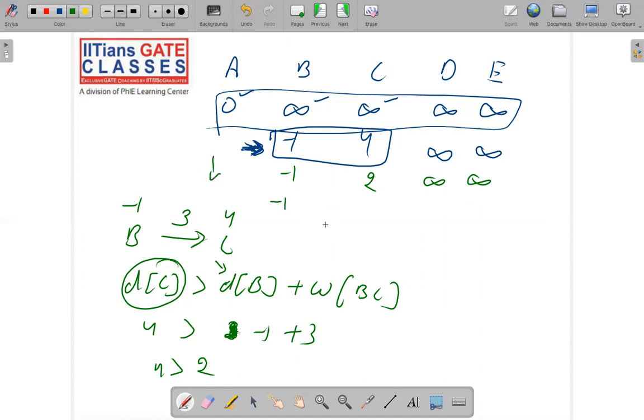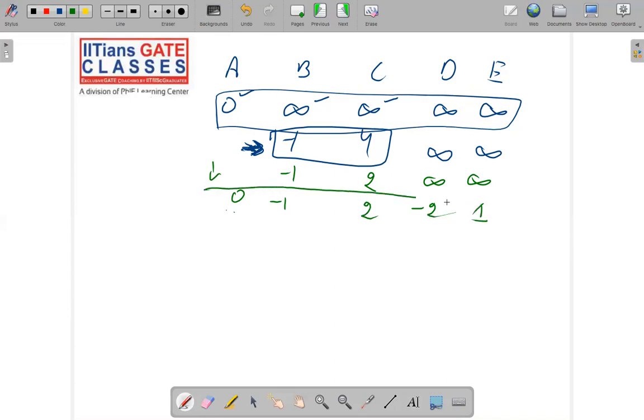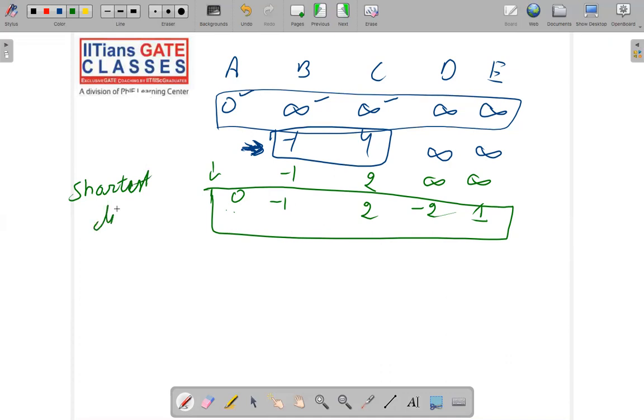After a few iterations, it will be 0, -1. I need to erase this. I'm writing down the final answer. Okay, 0, -1, 2, -2, and 1. This is the final answer. Shortest distance. So they may ask you some intermediate answer. You can give them by running this algorithm.